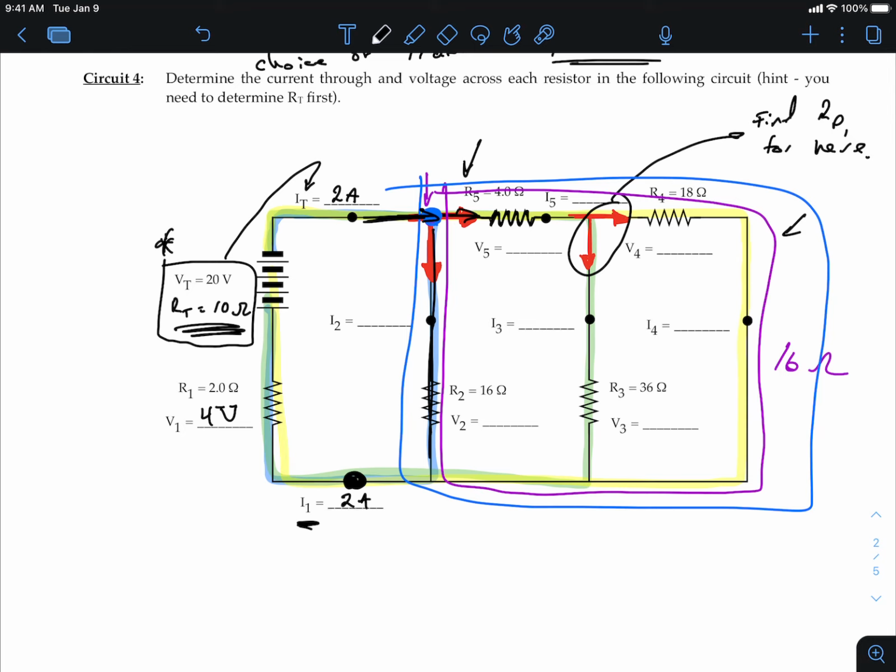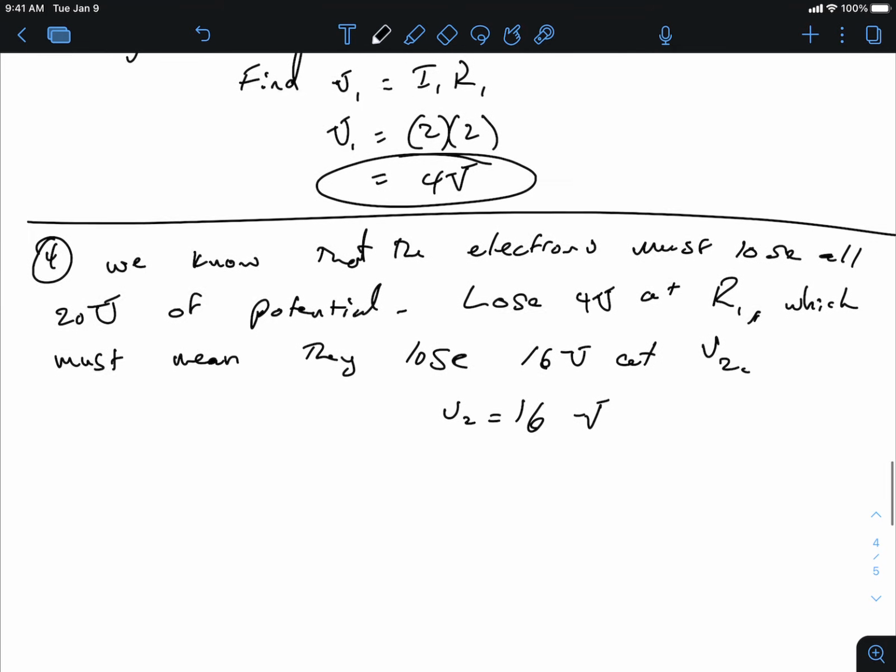If the electrons choose this blue path, and I know it's starting to get a little convoluted and we can't see it, we know that the electrons must lose all 20 of their volts of potential energy, but we're going to lose 4 at V1. Well, the only other resistor that they're going to encounter on that blue route is R2, right? And so if they lose 4 here and they need to lose 20, well, the difference here is going to be 16. And now you know 2 things here. You can find the amount of current that decided to come in this direction, right? So we can go find I2.